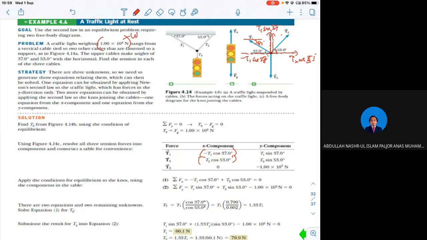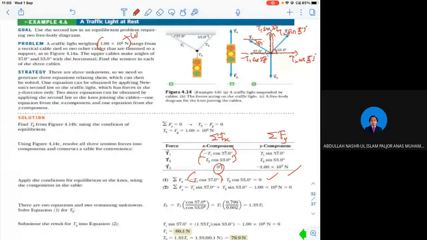Along the y-axis is also T2 sin 53. How about T3? T3 is in the downward position. T3 is downward, therefore it has zero x-component, but it has a 100 Newton weight, and of course that is in the y component. Then you add up everything. This one is the summation of Fx, and this one is the summation of Fy. You can see here, this one plus this one equals 0. Everything on the y component adds up to 0.